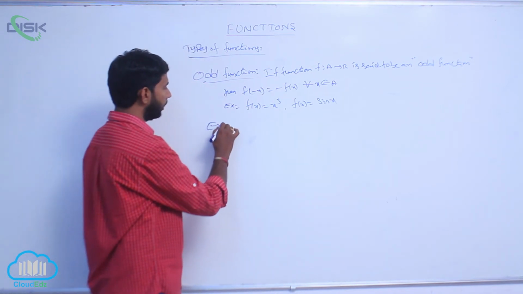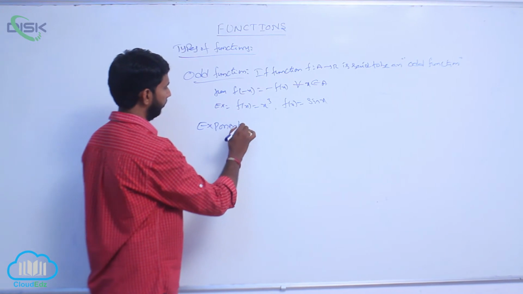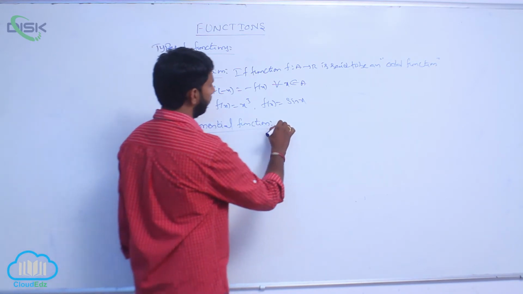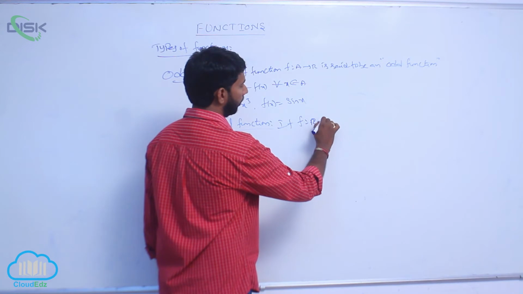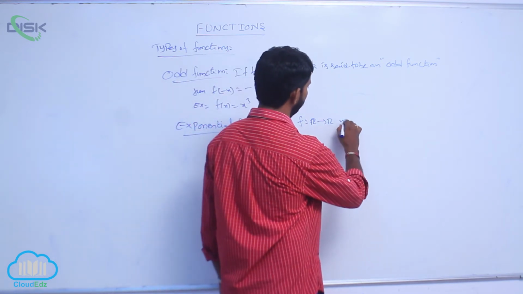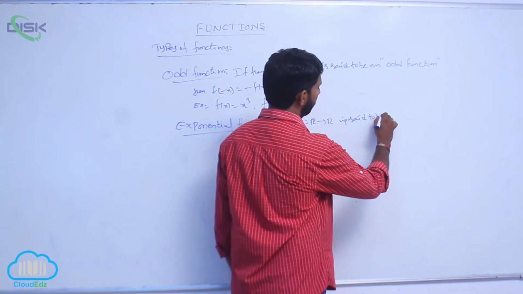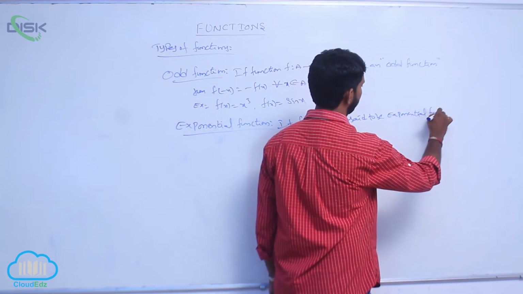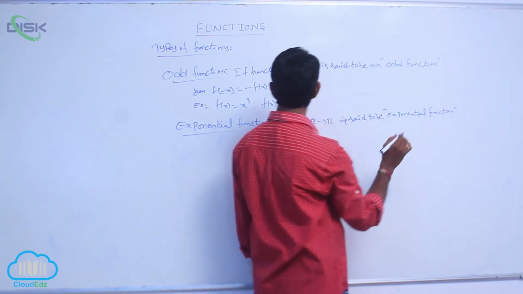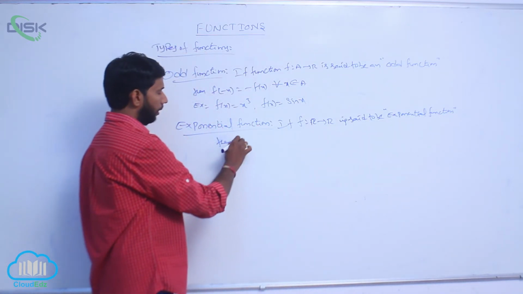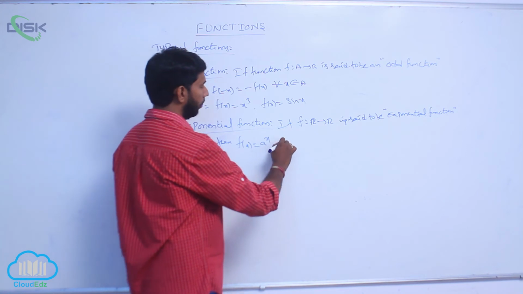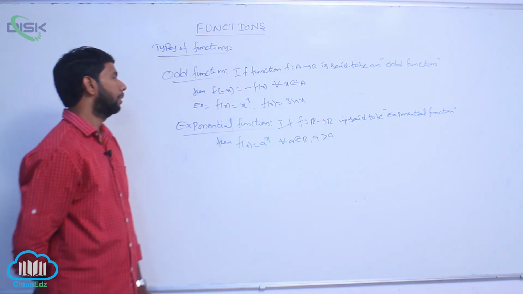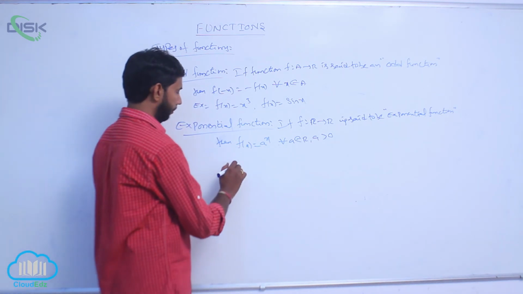And next one is exponential function. If the function f mapping from R to R is said to be an exponential function, then f of x is equal to a power x for all a belongs to R, a is greater than 0.